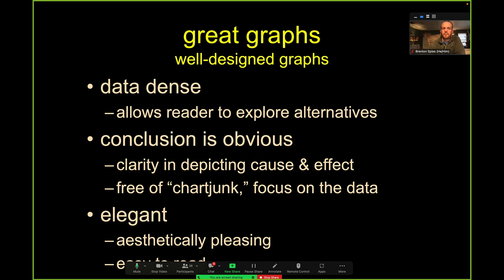And then ideally a great graph is elegant, right? So it should really be aesthetically pleasing. It should be this really nice thing that's really easy to read. And that's a hard one. That comes with experience. But the more we can work towards that, the more powerful our graphs will be.